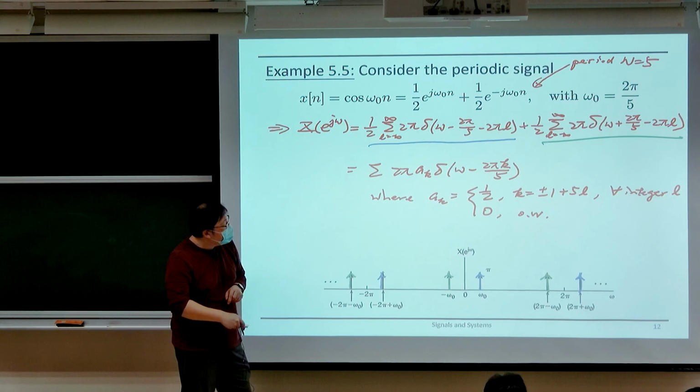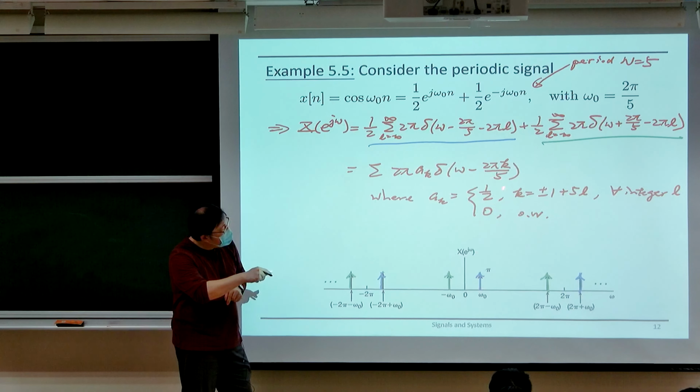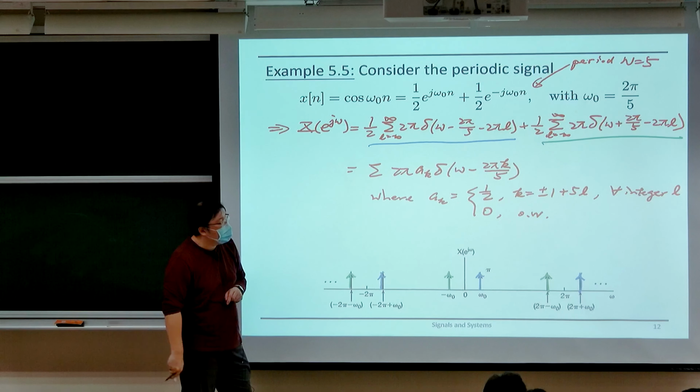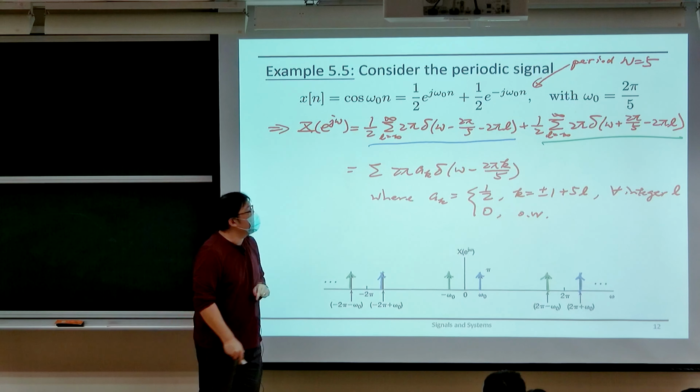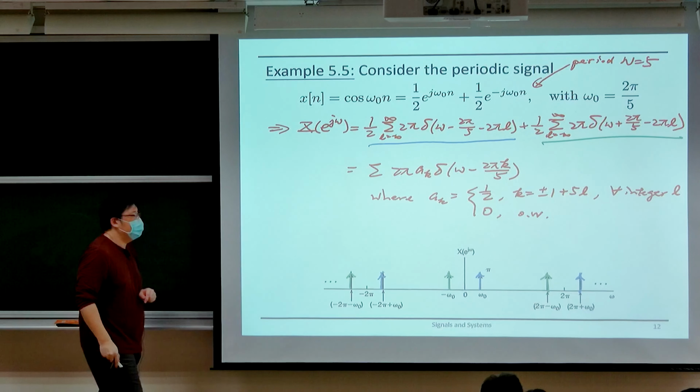So this a_k has a non-zero value at plus and minus 1, and also every 5 samples away, because the period is 5.